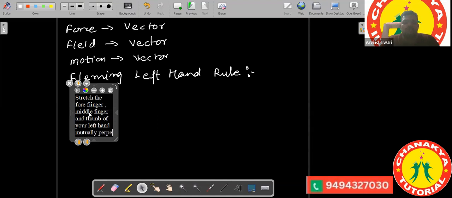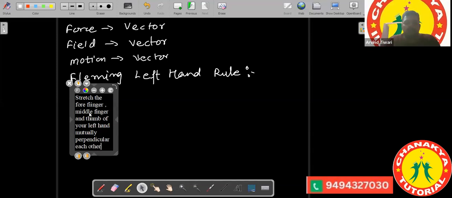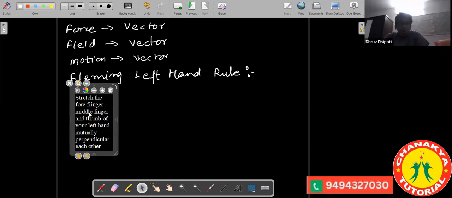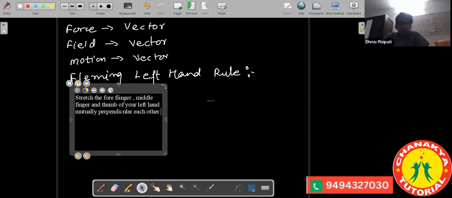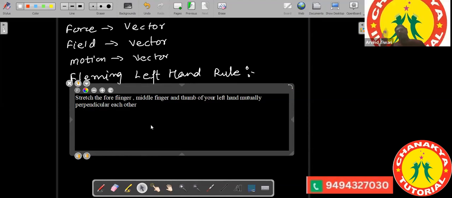Right? Then what will happen? What are the directions? The middle finger will be the motion. Middle finger will be direction of magnetic field. Index finger will be direction of electric current, and then the thumb will be the direction of deflection of the conductor. Okay, so stretch these three fingers of your left hand: your thumb, forefinger, and the middle finger.